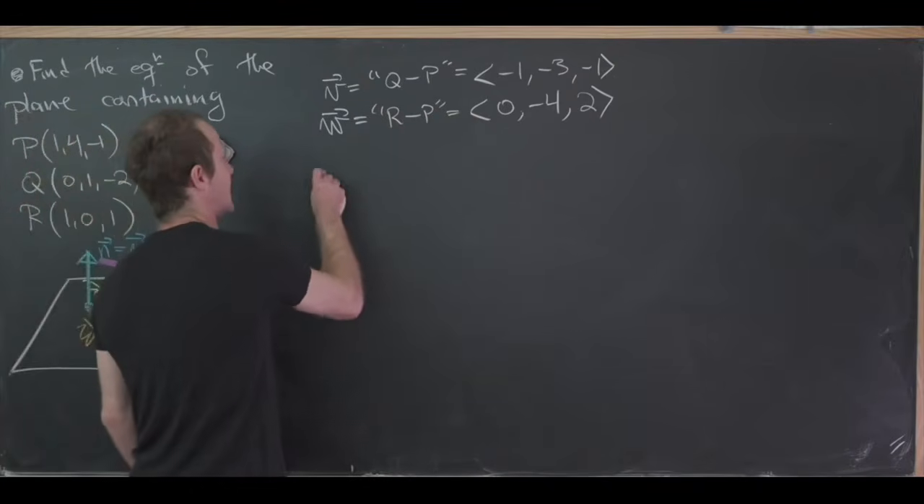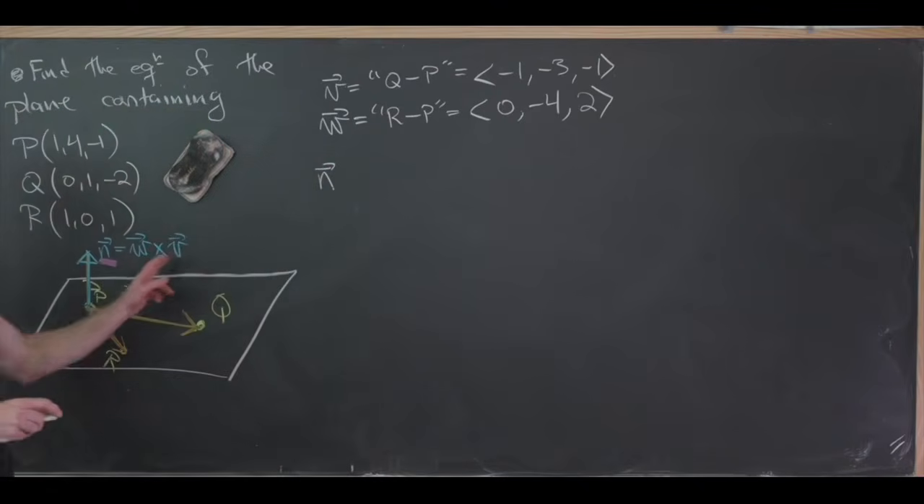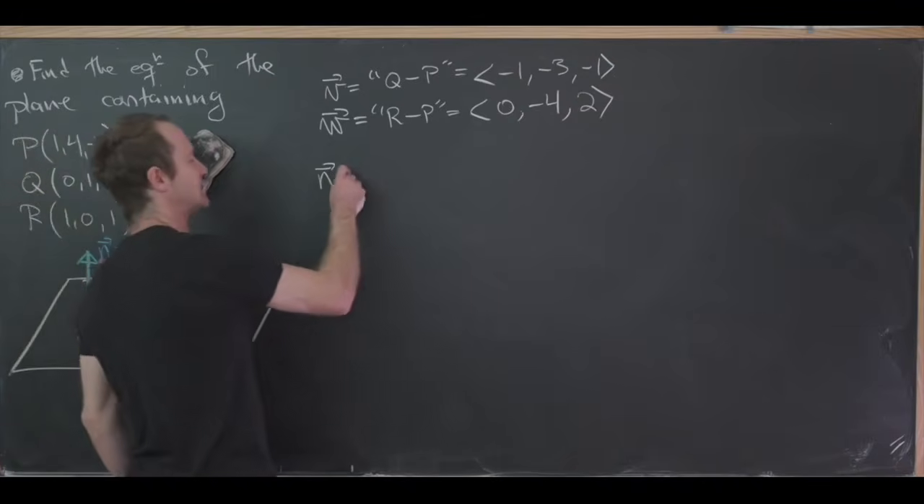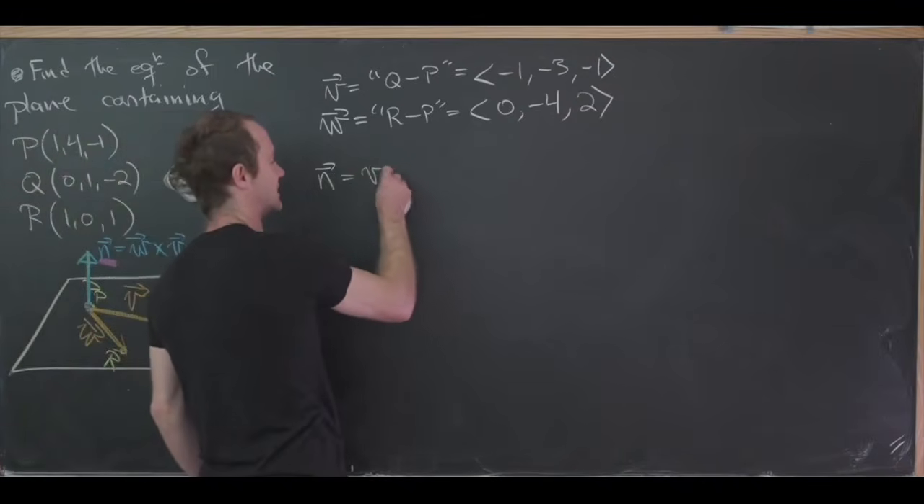Okay, so now N will be equal to W cross V, or V cross W. That just gives us the vector pointing down, but that's still normal to the plane. I'll take it to be V cross W because I'm kind of annoying about alphabetical order.